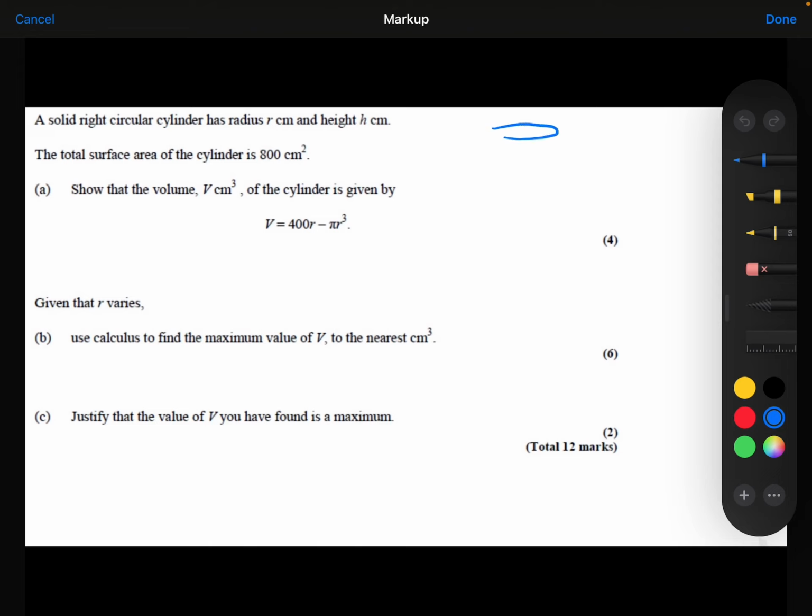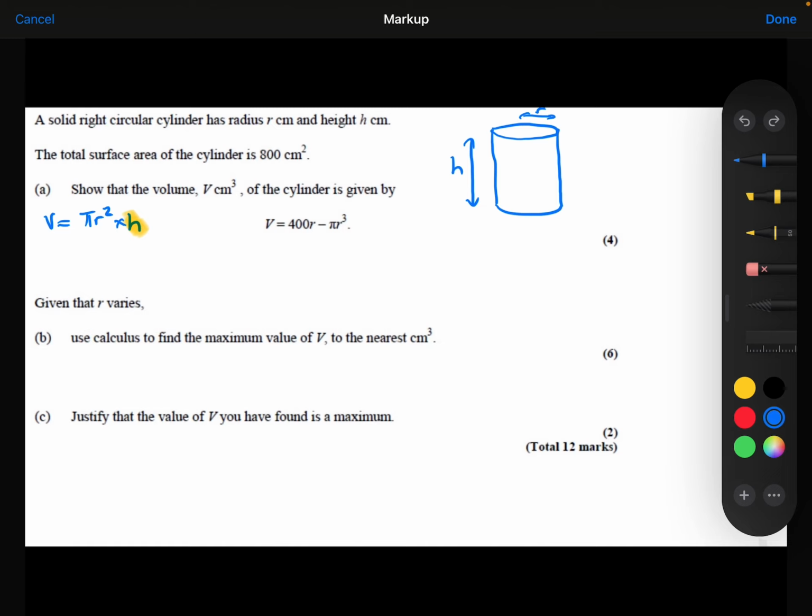So I've got a cylinder with radius r and height h. The volume of this cylinder would be given by the area of the cross section, which is the circle, so pi r squared, multiplied by the height. Comparing this to what I need to show, I've got an r involved, but I've got an h here, and there's no h there. So I need to replace that h somehow.